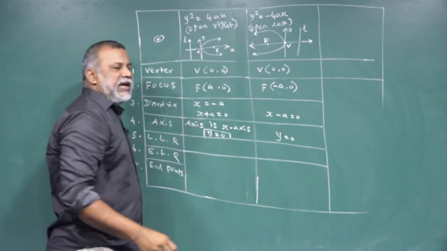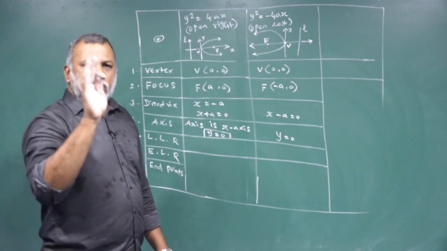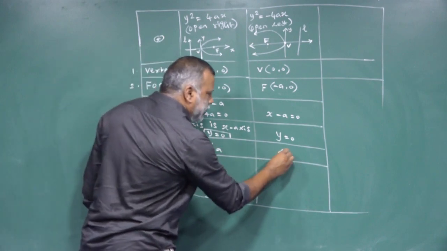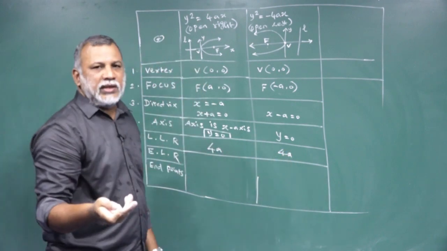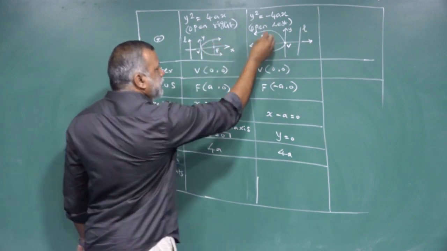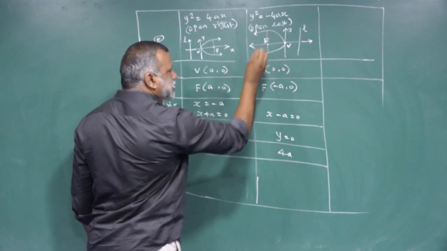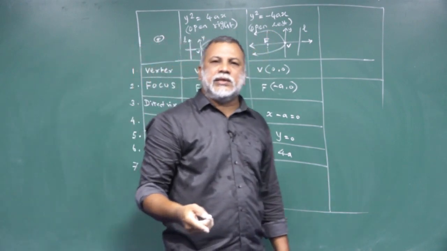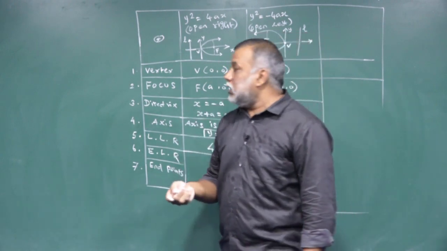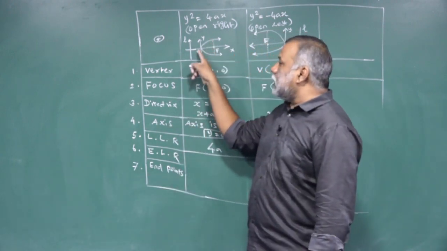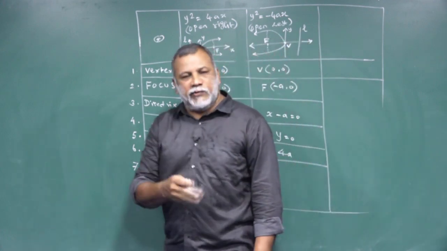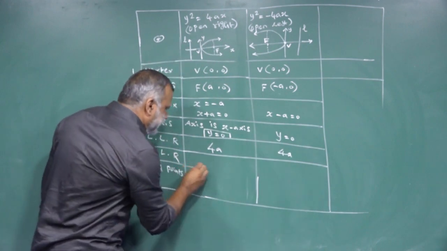Now, length of the latus rectum. Already we worked out. For all the 4 types, the length must be 4a only, because length never changes. Length means, see here, this is the length of the latus rectum. Here also, length of the latus rectum. What is the definition of latus rectum? The focal chord which is perpendicular to the axis of the parabola. So this is the focal chord perpendicular to the axis of the parabola. Therefore, its length is 4a. It is for all the 4 types.